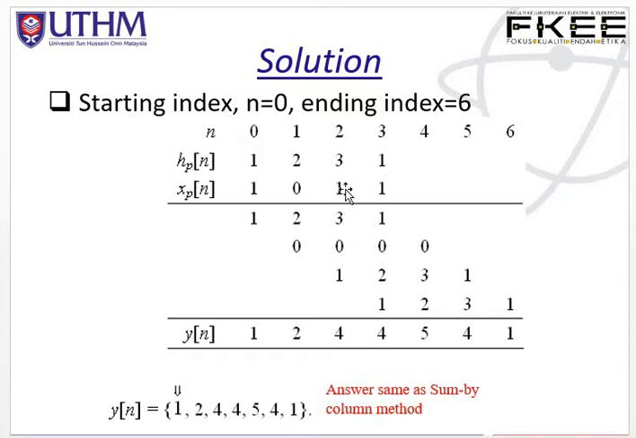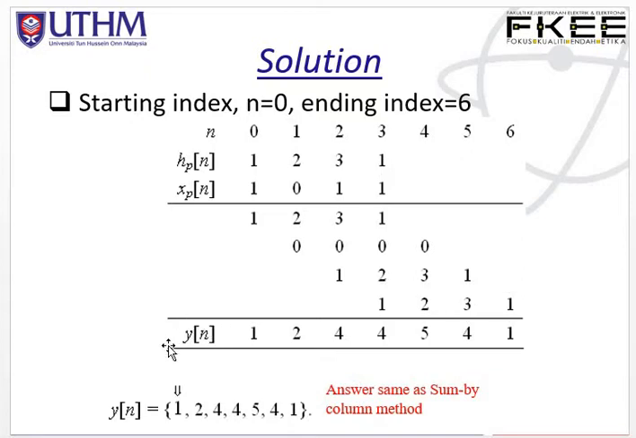Again this one. This one times 1, you get 1. 1 times 2, you get 2. 1 times 3, you get 3. 1 times 1, again you get 1. And the last one is also here. 1 times 1, you get 1. 1 times 2, you get 2. 1 times 3, you get 3. And 1 times 1, you get 1.